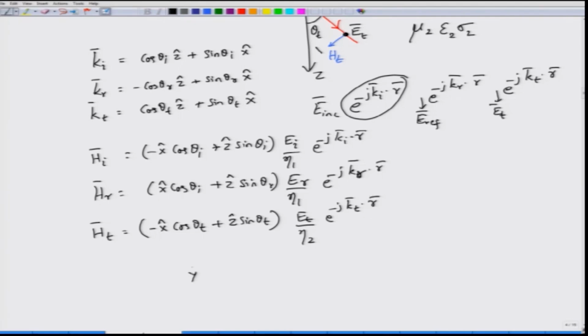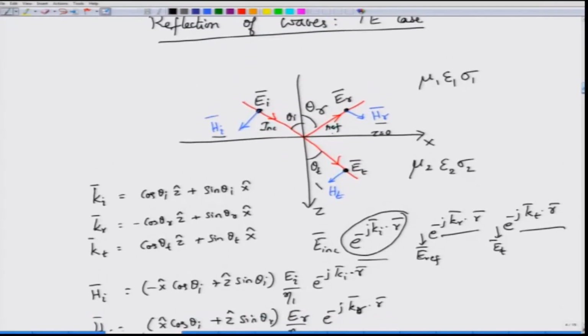Okay. What would be the electric fields? Electric fields are all directed along the y axis. The incident field has an amplitude E_i, the reflected field has an amplitude of E_r, the transmitted field has an amplitude of E_t. Okay. All of them are directed along the y axis, and each of them will carry this particular phase factor. Okay. So this is the list of electric field components, magnetic field components, and the k vectors that we were requiring.